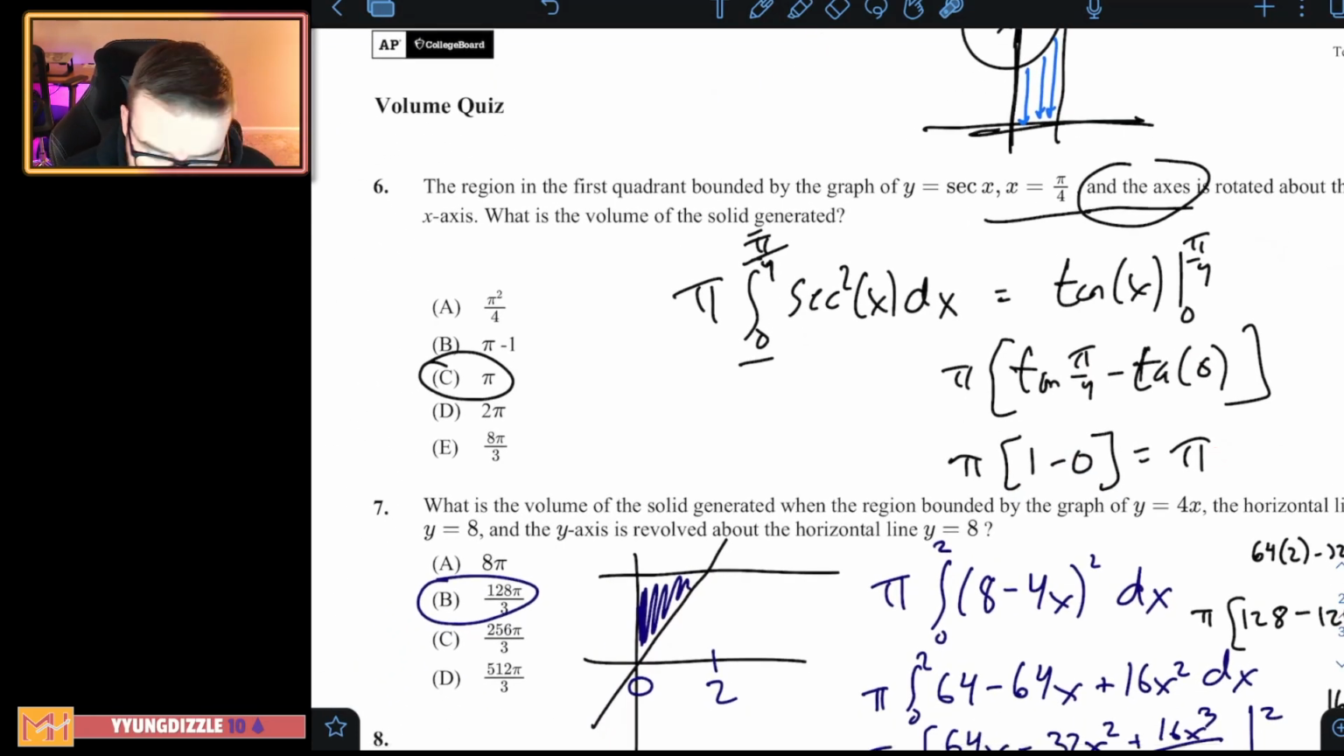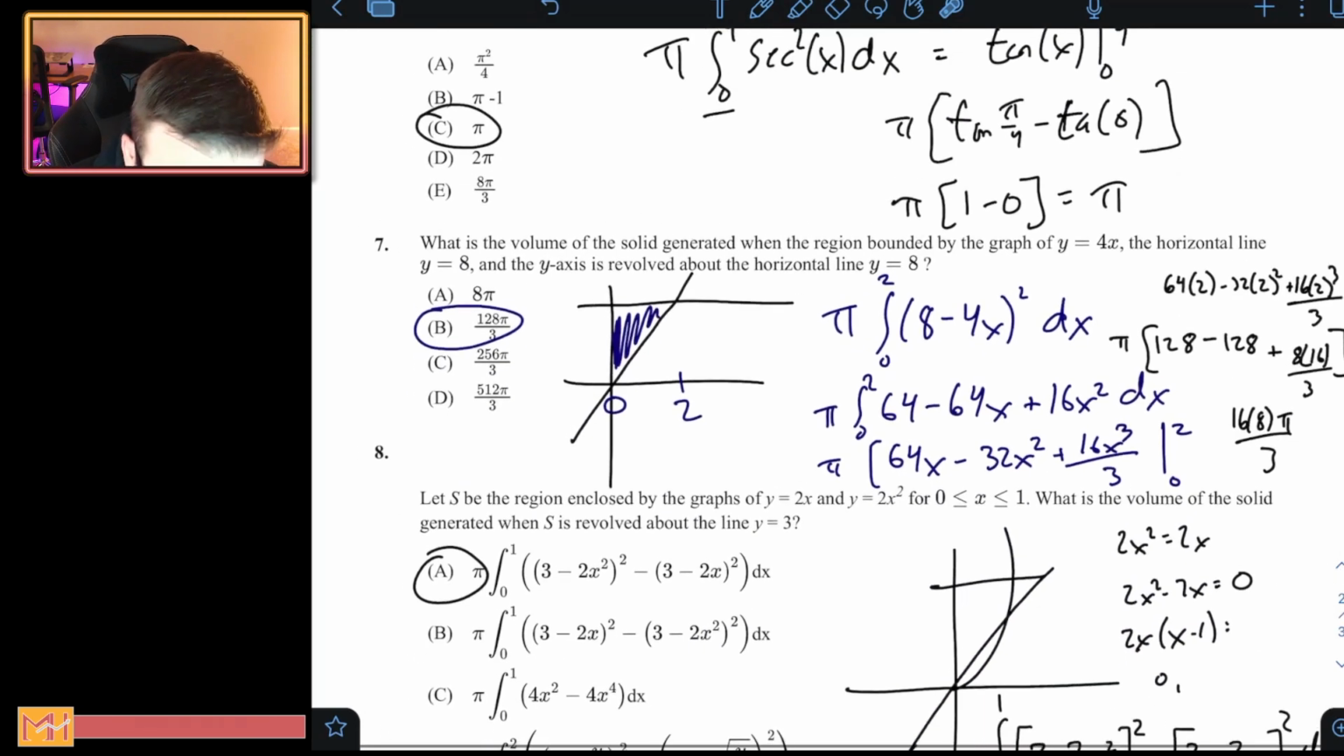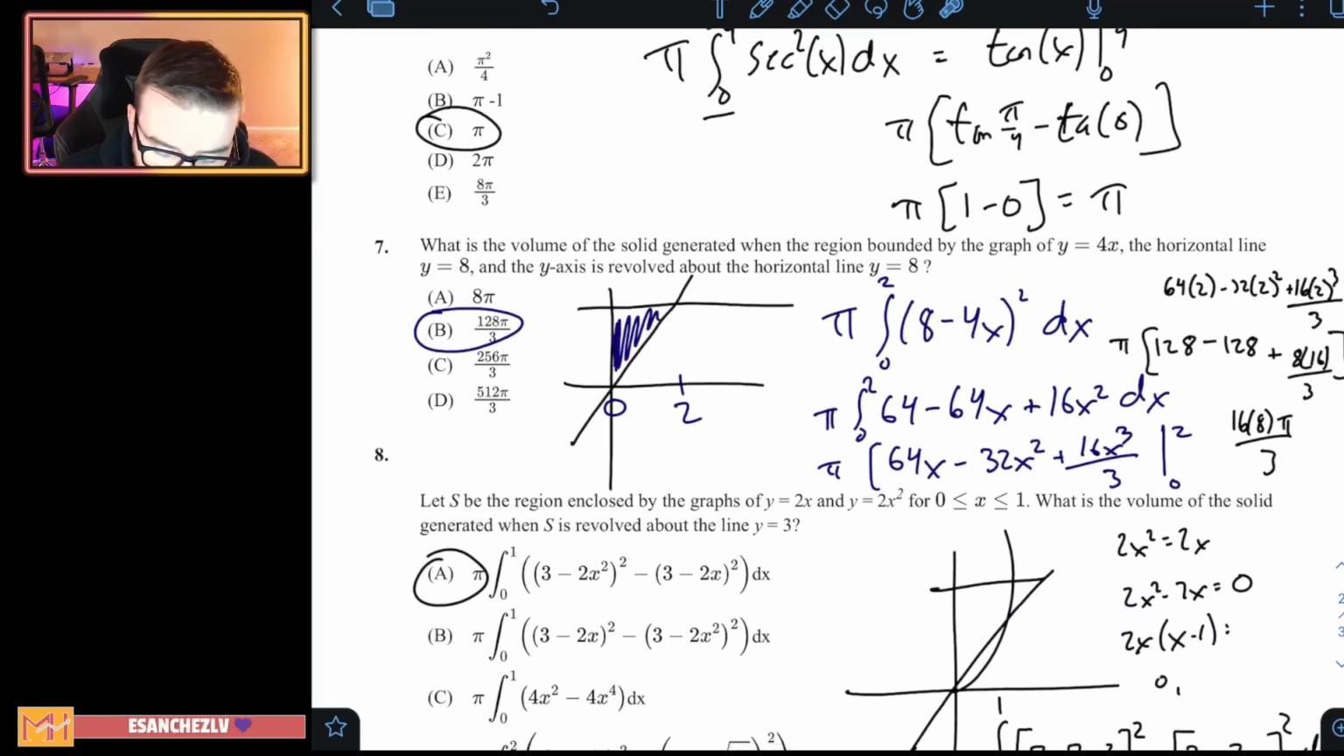2 more. What is the volume of the solid generated when the region bounded by the graph of y equals 4x, the horizontal line y equals 8, and the y-axis is revolved around the horizontal line y equals 8? I just drew a line super quickly.